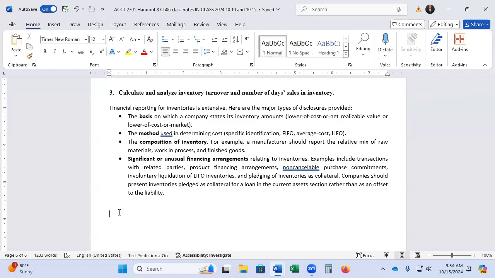And then significant or unusual financial arrangements. I don't like the word significant. You know, material would probably be a better word there. Basically, if it's big enough for an investor to want to know, then you should disclose it if you have financing arrangements.